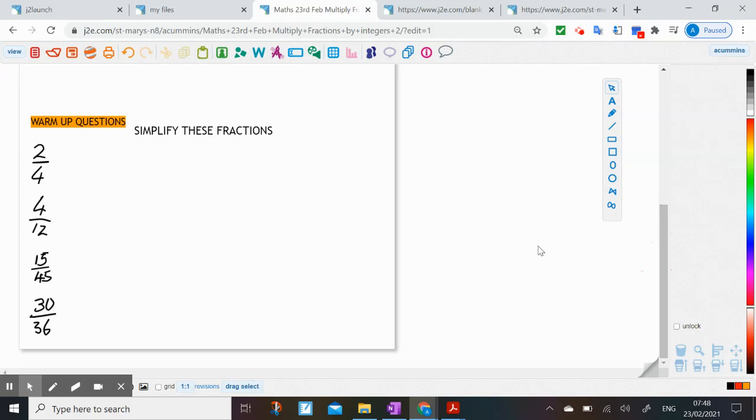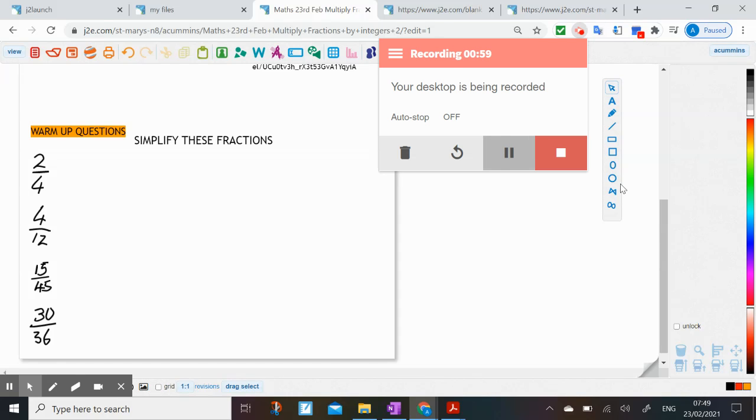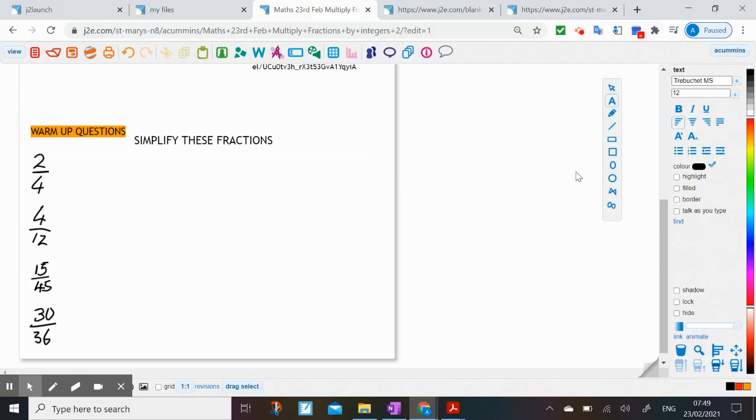First thing we're going to do today is a warm-up of simplifying. I'm going to ask you to pause the video in a second and try and simplify these fractions down to their lowest possible form. So go ahead, pause the video now and try that for yourself, and then we'll go through them. I will assume that if you're watching now, you've tried these 4 questions for yourself, and we're now ready to go through them together.